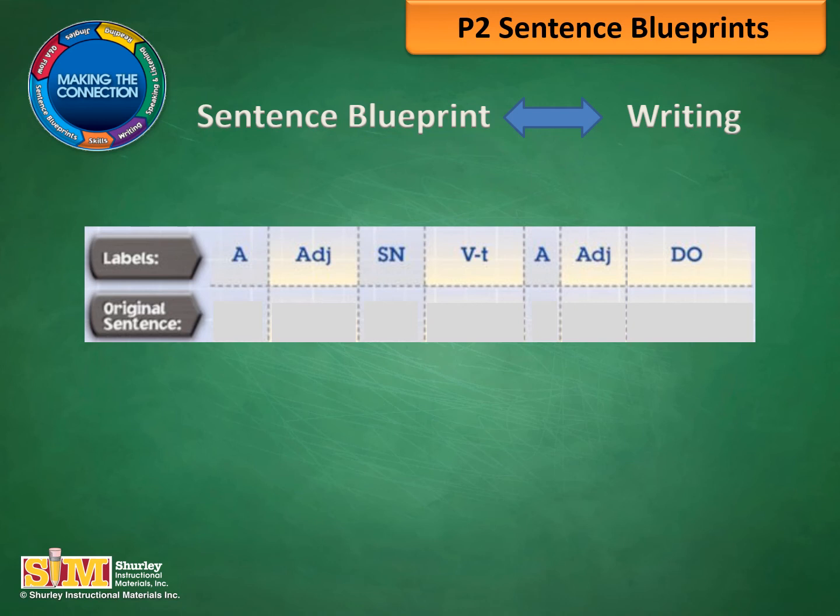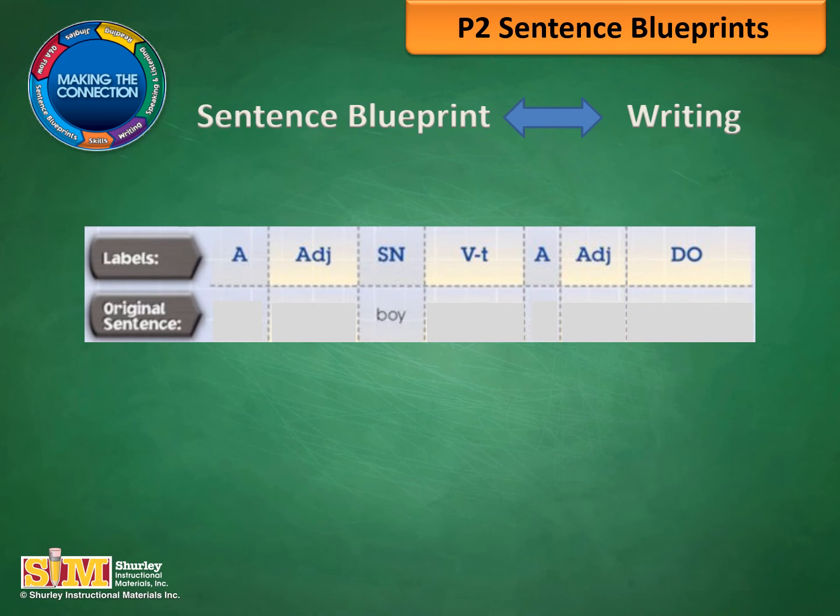Students learn to write the core parts of the sentence first according to the labels on the sentence blueprint. Let's take a look at the subject noun. The subject noun tells who or what the sentence is about. This student asked the question who and chose the word boy as their subject noun word choice.